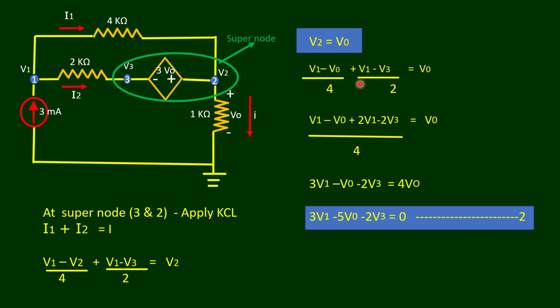So V1 minus V0 divided by 4 plus V1 minus V3 divided by 2 is equal to V0. Taking the common denominator, we get V1 minus V0 plus 2V1 minus 2V3 equal to 4V0. When you add these, we get 3V1 minus V0 minus 2V3 equal to 4V0. You can cross multiply. So we got the second equation as 3V1 minus 5V0 minus 2V3 equals 0.